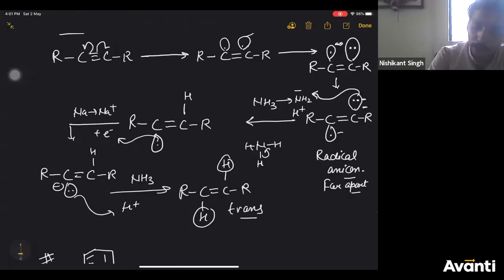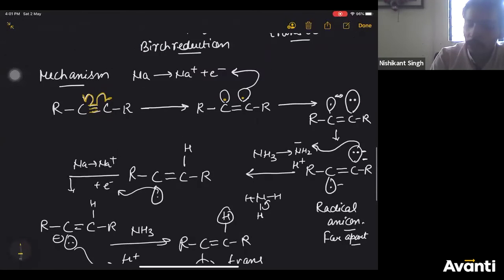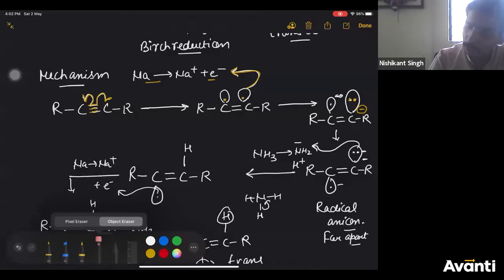So first of all, this triple bond will break like this homolytically. You'll get a diradical, one radical here, one radical here. Now sodium has lost one electron. Radicals are neutral, so it will accept an extra electron to get two electrons, and a negative charge will come on this carbon.